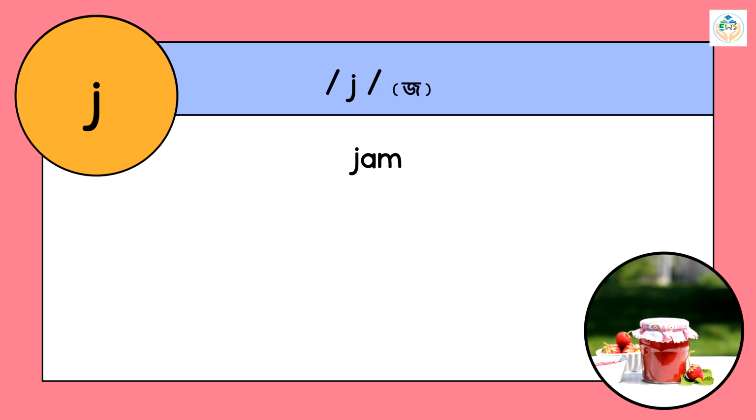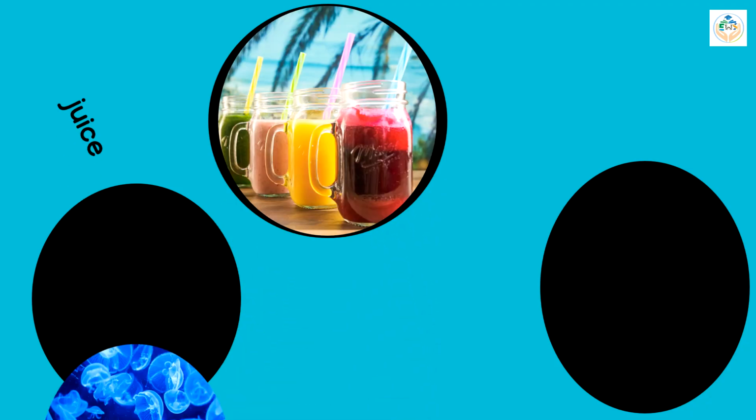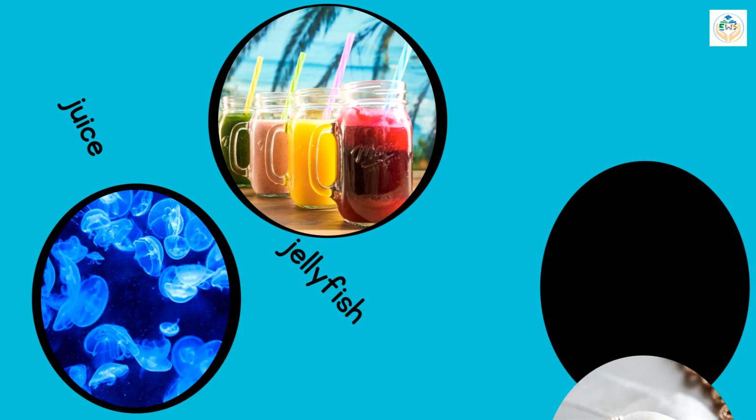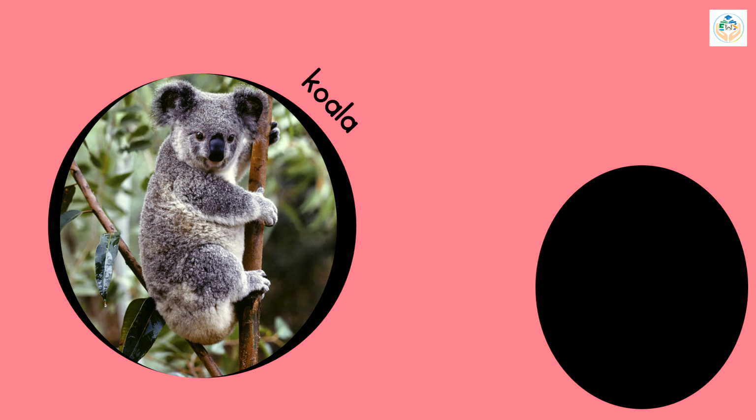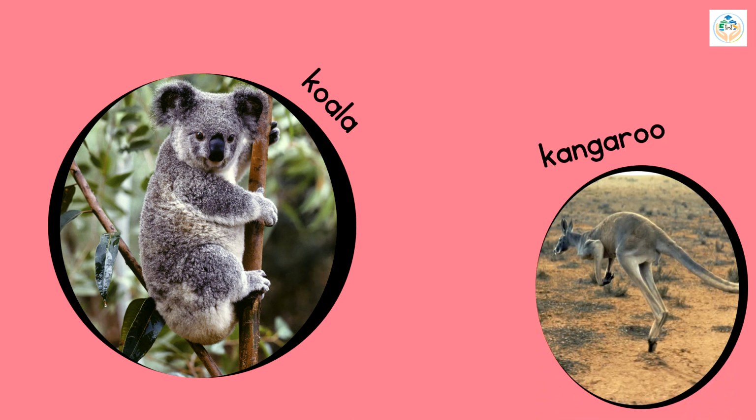Next we have J. J sounds like jaw. J for jam. J for juice. J for jellyfish. J for jewelry. Next we have K. K sounds like ko. K for kite. K for koala. K for kangaroo.